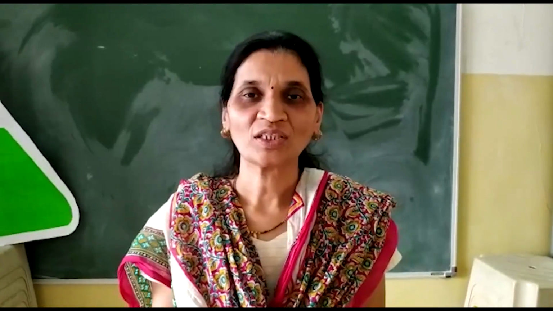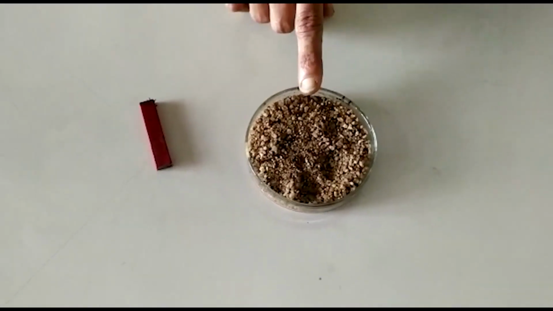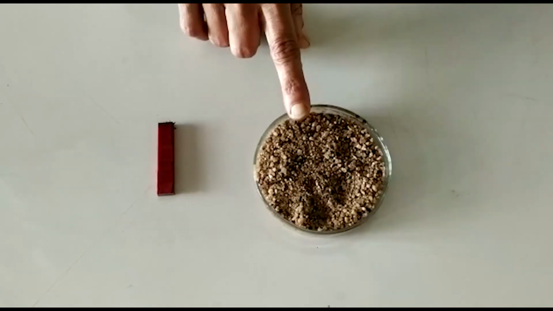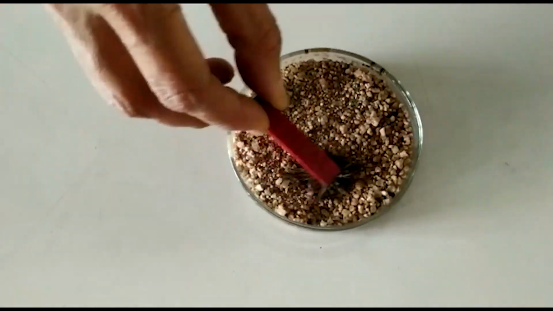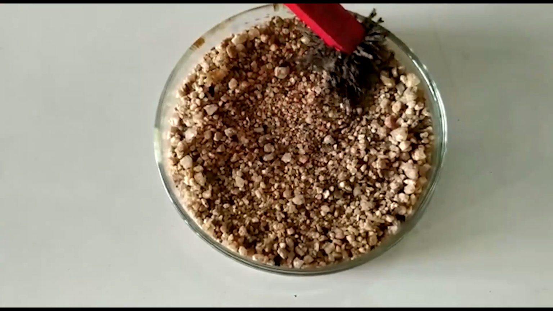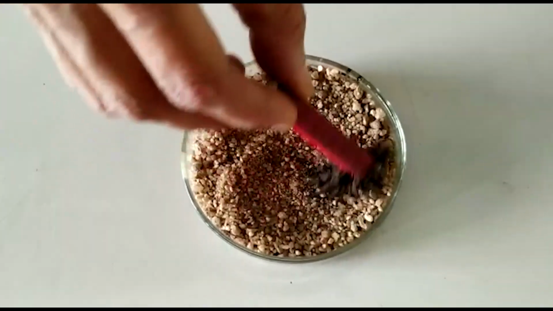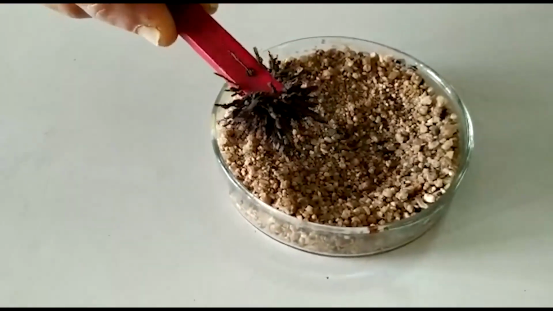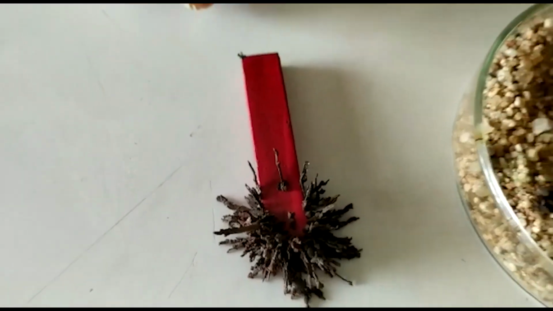For the magnetic separation, we will do a simple experiment. Here I have taken a mixture of sand and iron filings and a magnet. We can separate iron filings and sand by using a magnet. Magnet attracts magnetic substances like iron, cobalt and nickel. Here iron filings are separated by the magnet. Scrap iron can be separated from a heap of garbage.